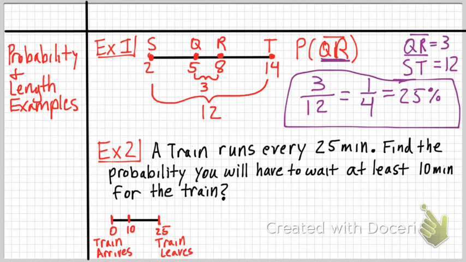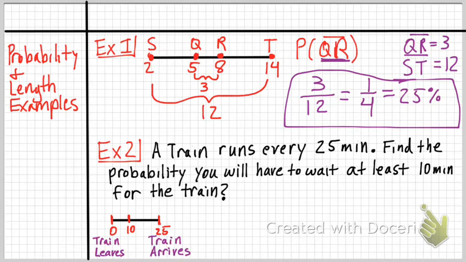Let's look at how this looks in a word problem. So, a train runs every 25 minutes. Find the probability that you will have to wait at least 10 minutes for the train. So, we can think of this in two ways. You can either think of this as you are waiting at least 10 minutes, so that's 15 minutes and greater, right?